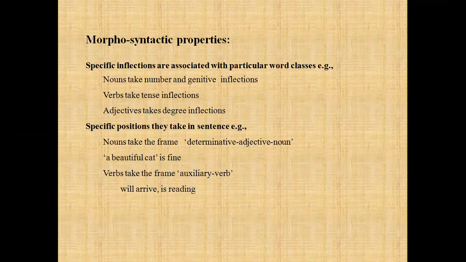This is the inflection of the adjective, and there will be some sort of setting in the case of morphosyntactic properties, as you see here: a beautiful cat. Here a is a determiner, beautiful is an adjective, and then comes the noun, cat. Likewise, in the case of verbs, there may be a framework where the auxiliary verb comes first, and then the main verb.